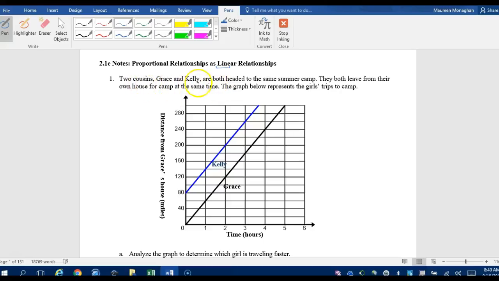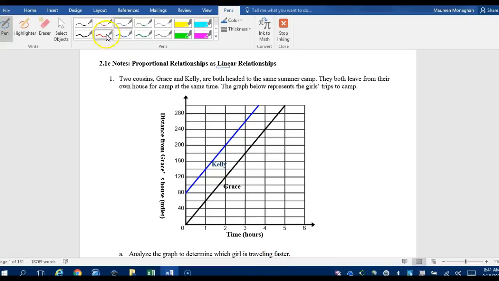Two cousins, Grace and Kelly, are both headed to the same summer camp. They both leave from their own house for camp at the same time. The graph below represents the girls' trips to camp. Kelly is in blue, Grace is in black. This is their distance from Grace's house in miles, and this is the time. Analyze the graph to determine which girl is traveling faster.